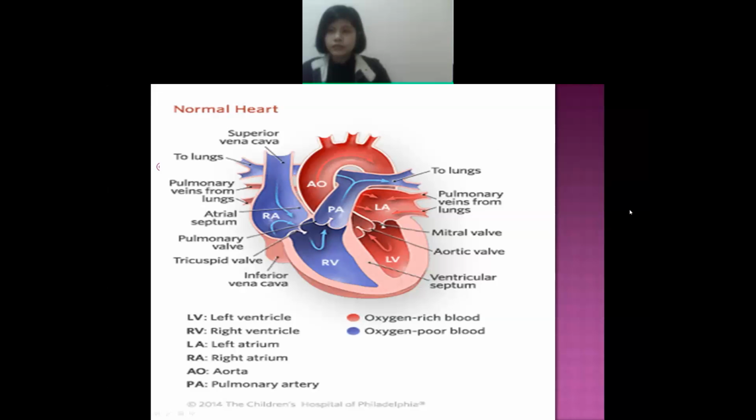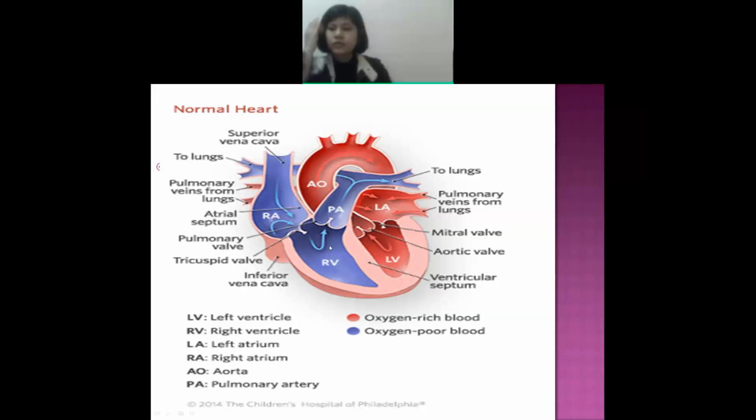It will go to the right ventricle. That is the deoxygenated blood. Deoxygenated means what? Absence of oxygen. Understand? So the deoxygenated blood will go here to the right ventricle, and afterwards again it will go up.